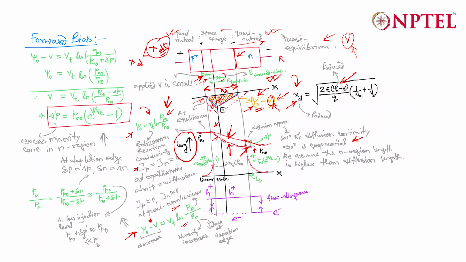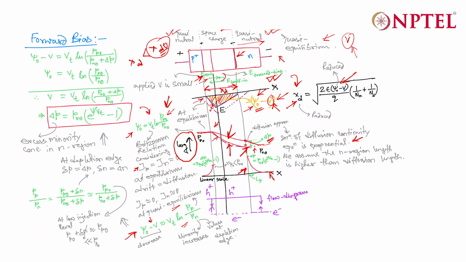Now, if you also draw this Pp or the del P, that is the excess carrier concentration, in the linear scale, it will be something like this. These are exponential, because if you solve the diffusion continuity equation, it will be exponential in nature. So in linear scale, it will look like this. Okay. So del P is equal to Pn0 into e to the power V by Vt minus 1. For electrons, it will be del N is equal to Np0 into e to the power V by Vt minus 1.